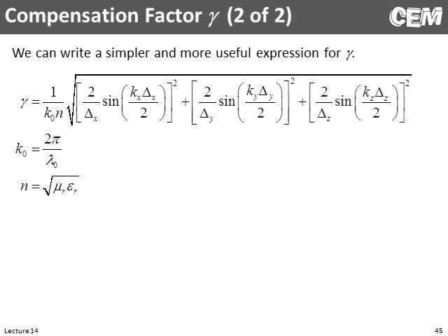The first thing we'll do is calculate gamma in a slightly simpler equation here. So we have k naught and n instead of the other constants that we had before. k naught is the free space wave number. It's 2 pi divided by the free space wavelength. And our refractive index is the square root of mu times epsilon, the relative permeability times the relative permittivity. A slightly more useful form.